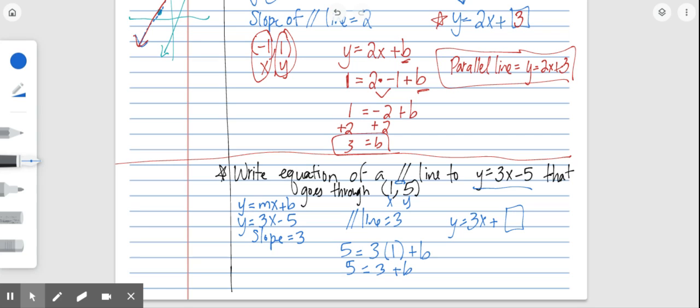Just finishing up the last step to your try it. Subtract the 3, and b equals 2. So then my equation for the parallel line is y equals 3x plus 2. Yay. Okay. All right, now we're going to do perpendicular lines on the next page.